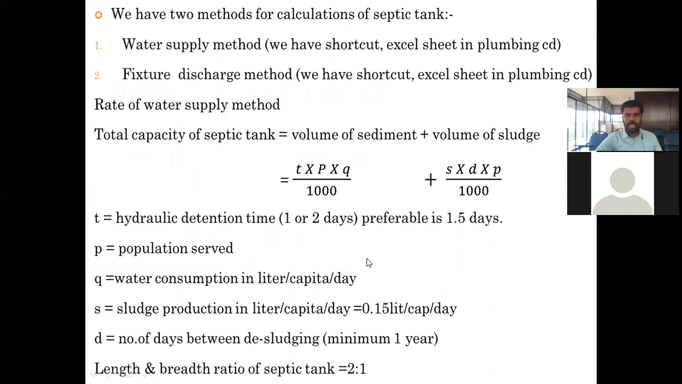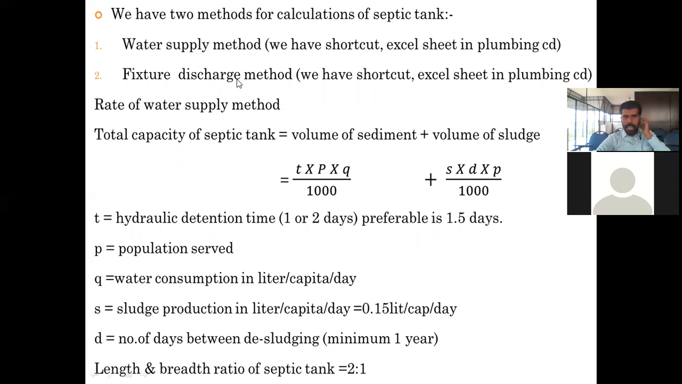Before that, these are the calculations to find out the septic tank size. There are two different methods to calculate the septic tank size. Let me take this first, then I will show you the picture. We have two methods for calculation of the septic tank. One is the water supply method, and the next one is the fixture discharge method. We can use any one method.